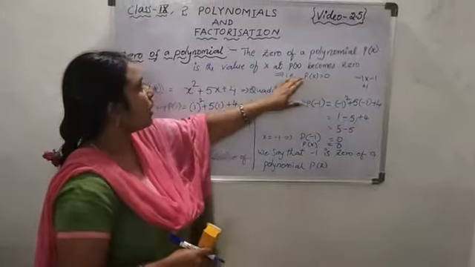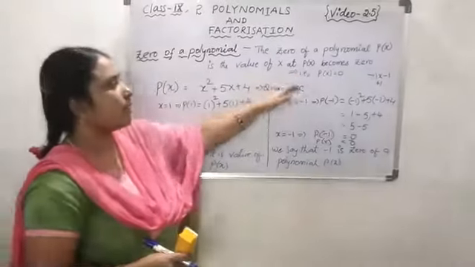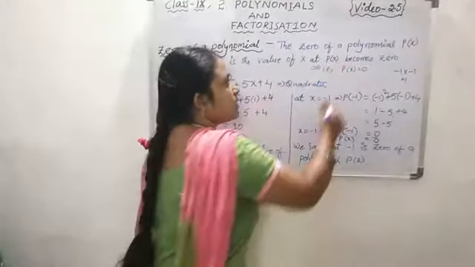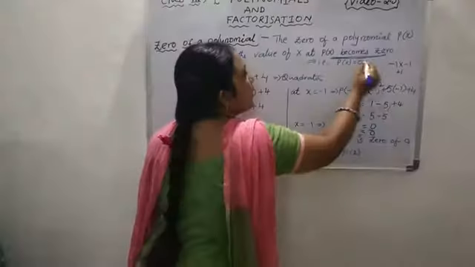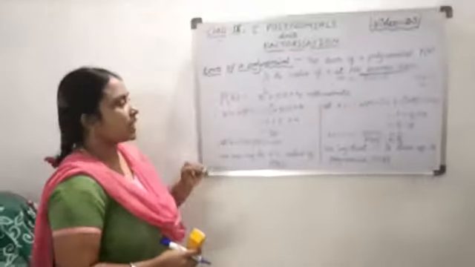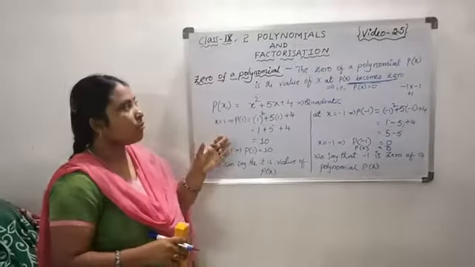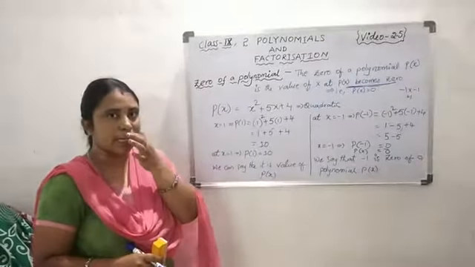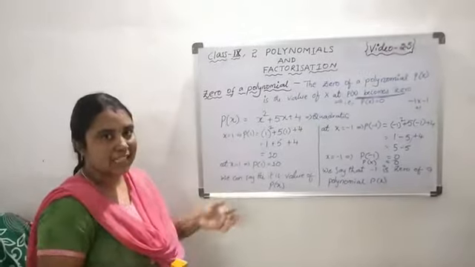So the formula to find out the zero of the polynomial is always p of x becomes 0. This is the most important in this chapter. By using this condition in exercise 2, we are solving the zeros of any polynomial. Shall we start exercise 2?